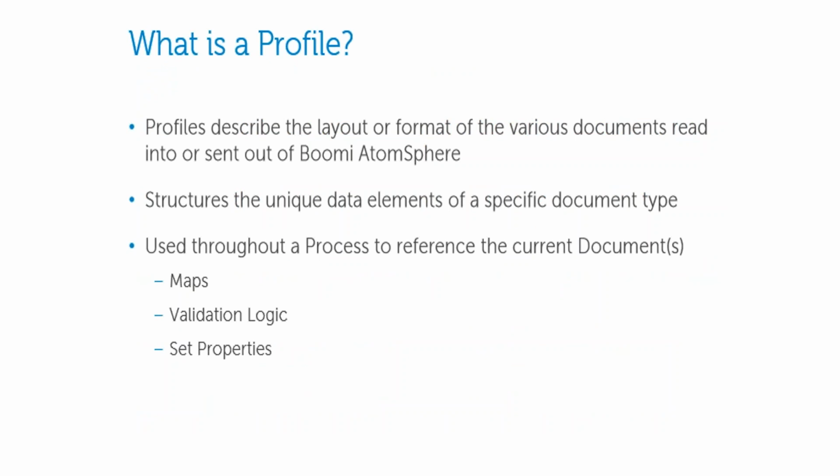So what is a profile? From the database you are getting data out of it. A profile says what data is coming out and the length of each field. All that will be specified, whether it is a number or a character. So the type will be specified in the profile. It just describes the document that is coming in. It is used across maps, validation logic, set properties, etc.